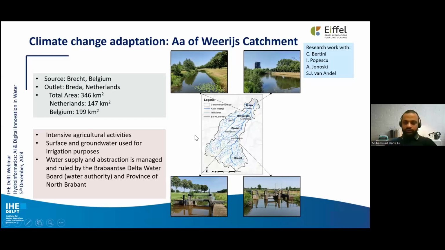Looking at this catchment, it is a transboundary catchment shared between Belgium and the Netherlands, and most of our work is focused on the Netherlands part of the catchment. Currently, the catchment is facing surface and groundwater bans because of intensive agricultural activities. The economic activities in the catchment are highly dependent upon the water availability there.